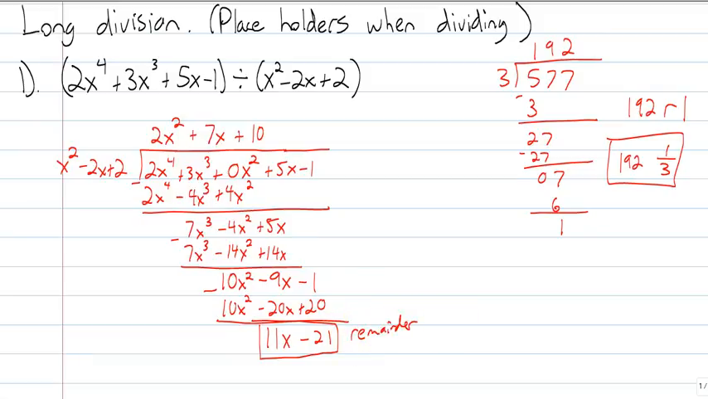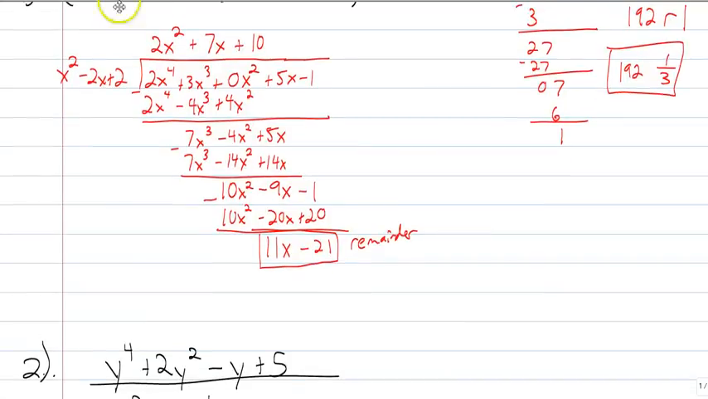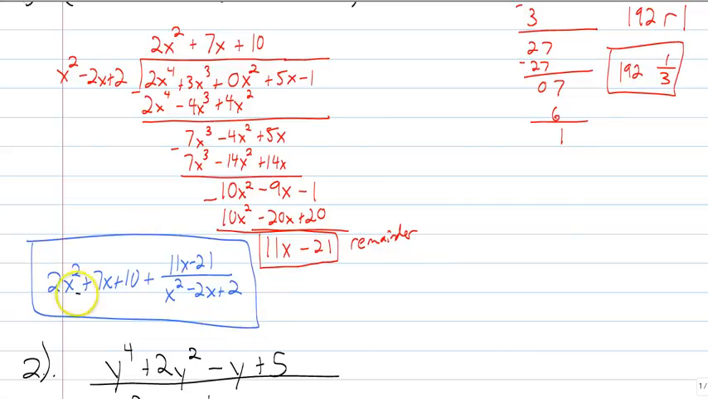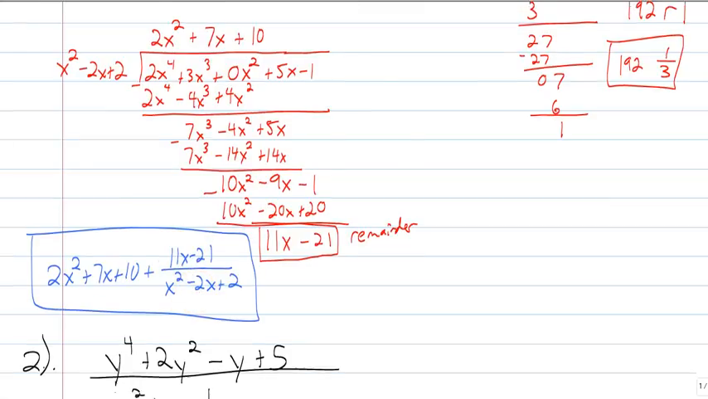So my final answer is, and I'll write it over here in blue, that when you divide this into this, you get 2x squared plus 7x plus 10 plus the remainder, 11x minus 21, all over what we divided by. Kind of like what we did with the 1/3 on that number problem. That's how you show a remainder. We couldn't divide this remainder by that, so we are leaving it as a fraction.